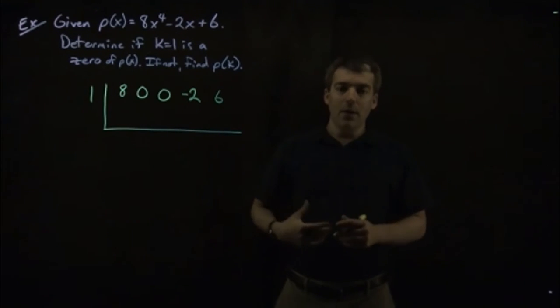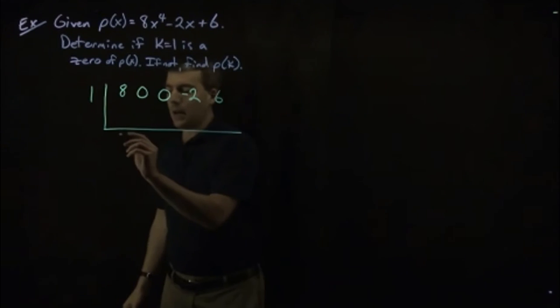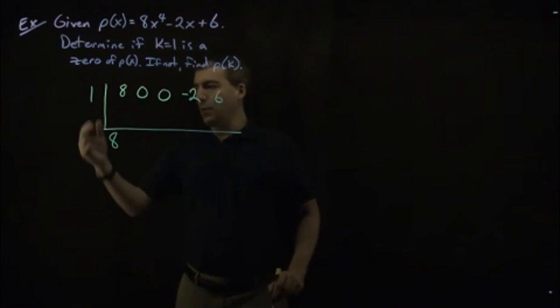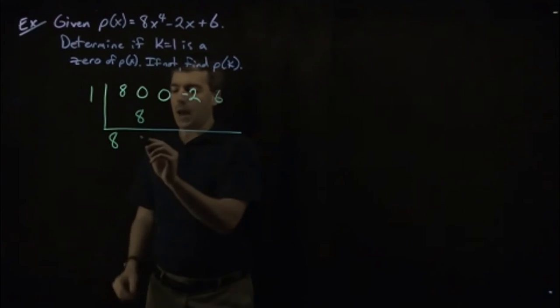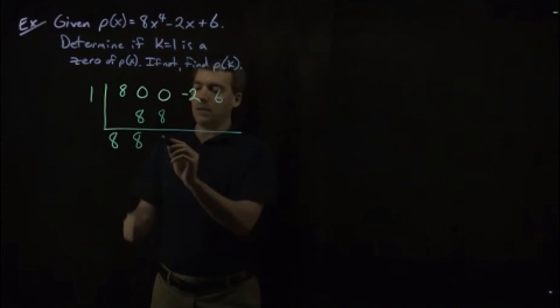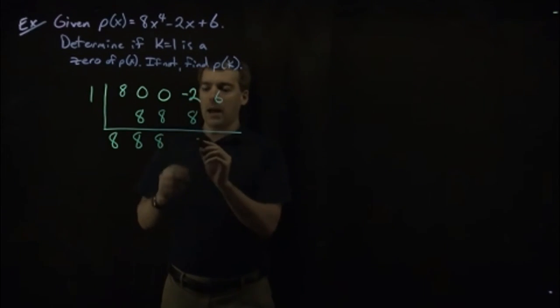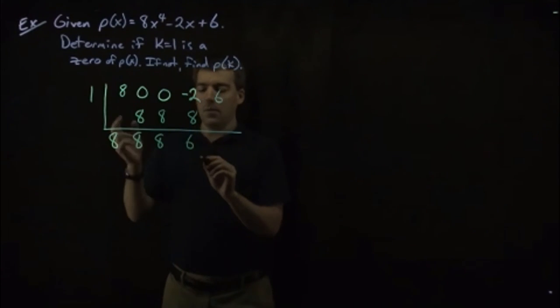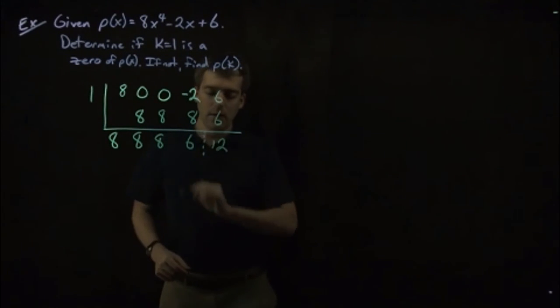Okay, and now we go with the synthetic division algorithm. Start with the 8, bring it down, then we multiply by 1, so 8. Then we add, multiply, add, multiply, add, multiply, and then add.